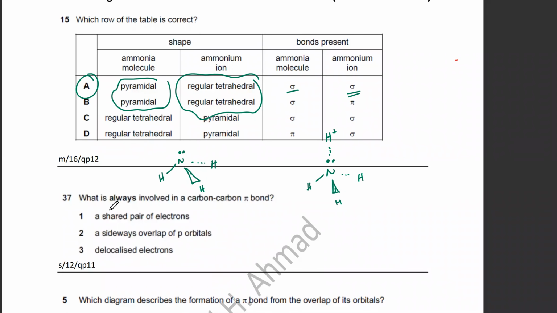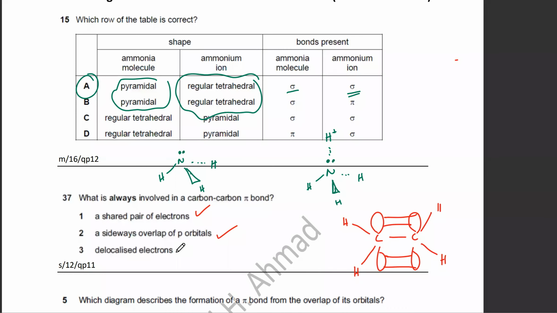So next one, what is always involved in a carbon-carbon pi bond? A pi bond is a shared pair of electrons. That's true. It's always a sideways overlap of orbitals. That's also true. Like in ethene, carbon is fan-shaped, sp2 hybridized, and the spare orbitals start overlapping above and below. So it is a sideways overlap of orbitals. That's also true.